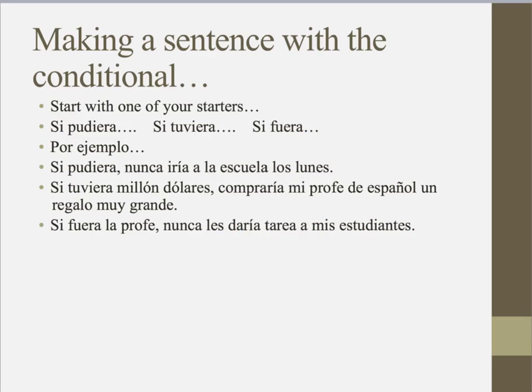Making a sentence with the conditional, it says start with one of your starters. So remember our choices are si pudiera, si tuviera, si fuera. And for example, it says si pudiera, nunca iría a la escuela los lunes. If I could, I would never go to school on Mondays. Si tuviera $1,000,000, compraría mi profe de español un regalo muy grande. If I had $1,000,000, I would buy my Spanish teacher a huge gift. Si fuera la profe, if I were the teacher, nunca les daría tarea a mis estudiantes. All right, so it's talking about hypothetical things. And notice that we used our ia ending because we have our conditionals.